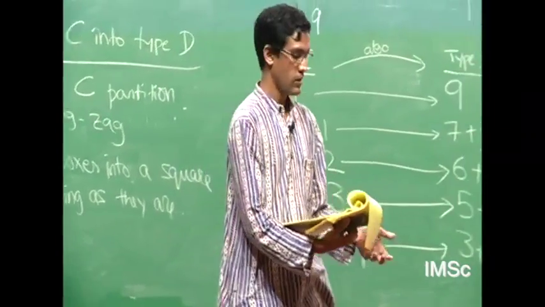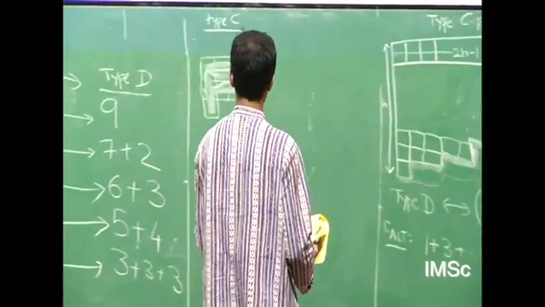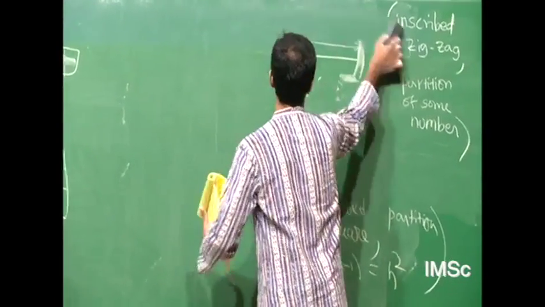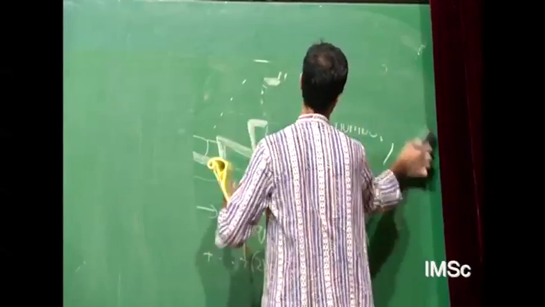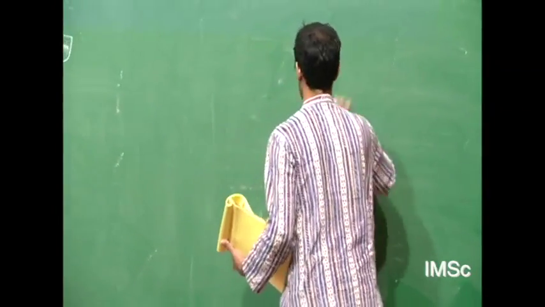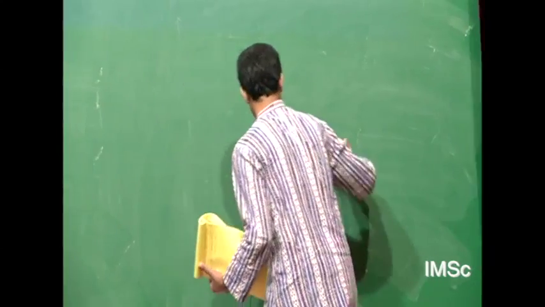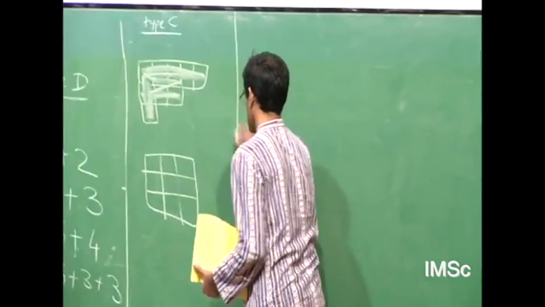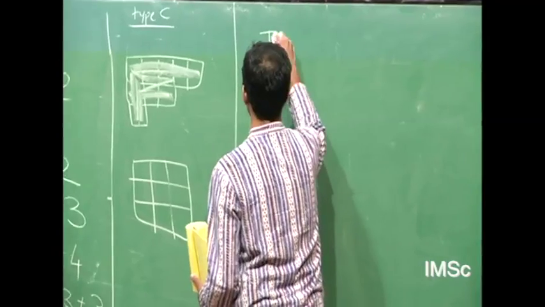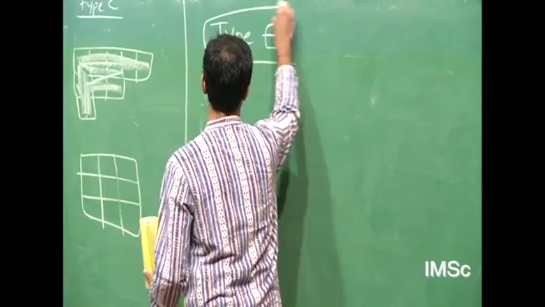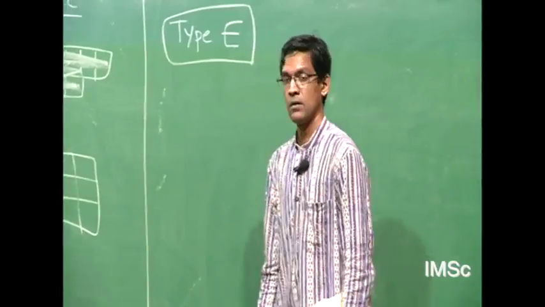Okay? Now here's something, I'll write out one more type which cannot be, so I'll write type E. Okay.